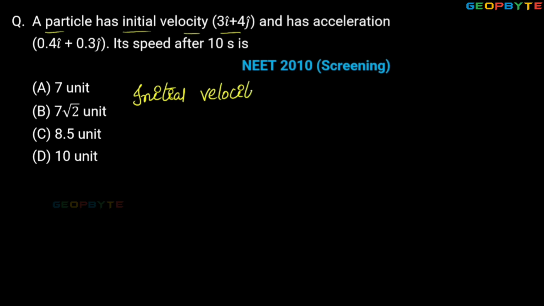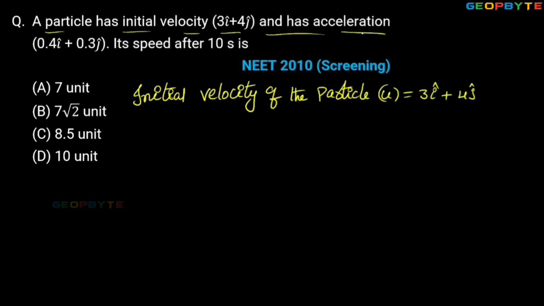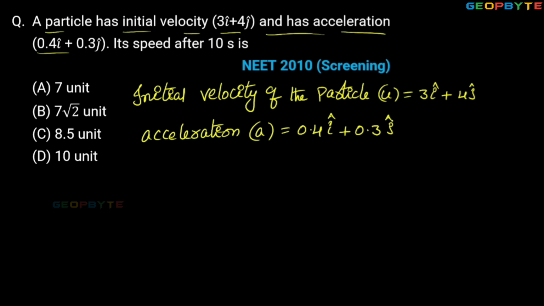Initial velocity of the particle, let it be u, equal to 3 i cap plus 4 j cap, and it is given that the acceleration a is equal to 0.4 i cap plus 0.3 j cap.